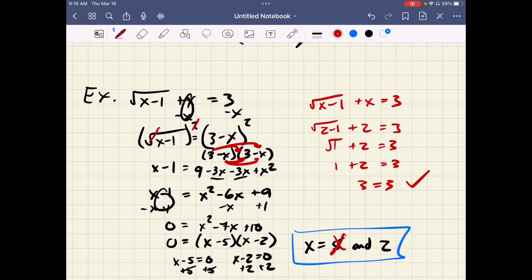So we can go back and clean our answer up a little bit, and we can say that x only equals 2. And remember that 5 is not correct because it is extraneous, meaning it doesn't work out when I plug it back into the original.